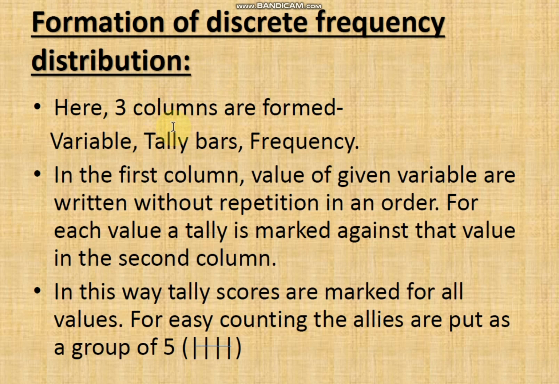While forming a discrete frequency distribution, we write three columns: a variable column, a column of tally bars, and a column of frequency. In the first column, the values of a given variable are written without repetition, in order. For each value, a tally is marked against that value in the second column. In this way, tallies are marked for all values. For easy counting, the tallies are put in groups of 5.